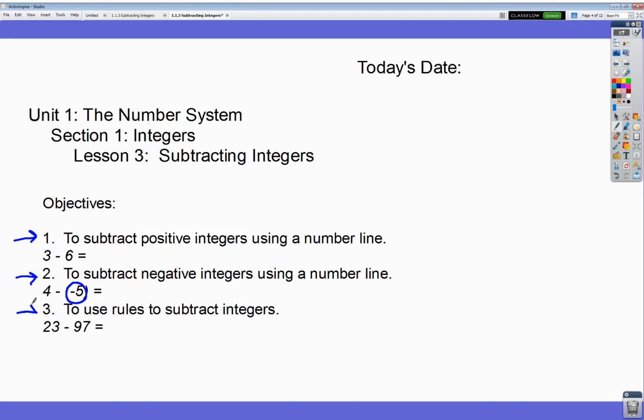And finally, our third objective, which we probably won't do all in one day. So objectives 1 and 2 will be part 1 of this lesson, and objective 3 will be part 2, which is to use rules to subtract integers. Just like we did with adding integers, sometimes the numbers are too large to practically use a number line, so we need to use the rules, which are essentially the same, with just a couple new things to remember.